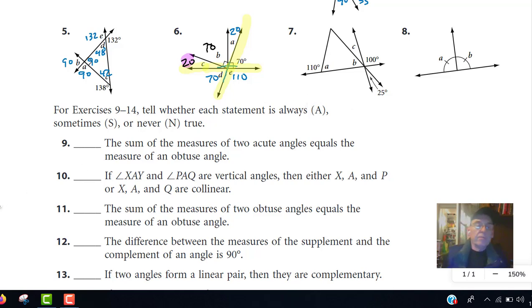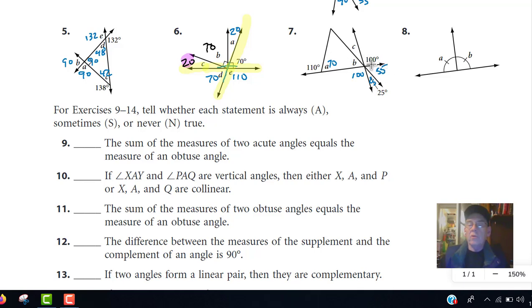Let's look at 7. Here we have a linear pair with 110. So A is going to be 70. Here we have a vertical angle. So 100 can jump down there. They're telling us this is a 25. Altogether, these three at the bottom need to make 180. We have 125. That's only 55 degrees to be that angle there.